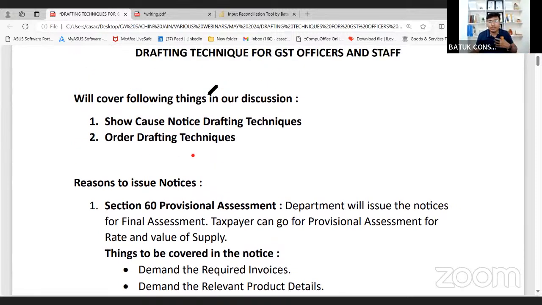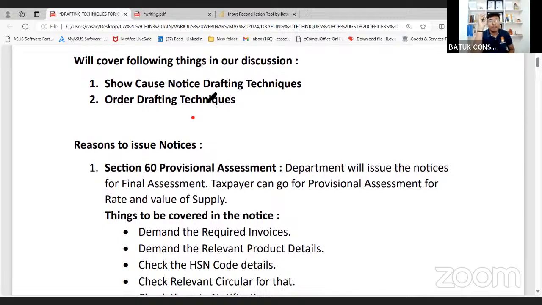Also, one more request from my side: if possible, keep a pen and paper with you, so that if you find any specific and important point, you can prepare notes of that point and use it when practically handling cases. Okay, now let's start our discussion one by one.